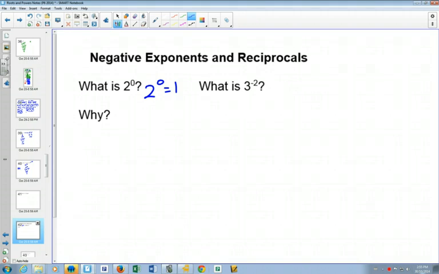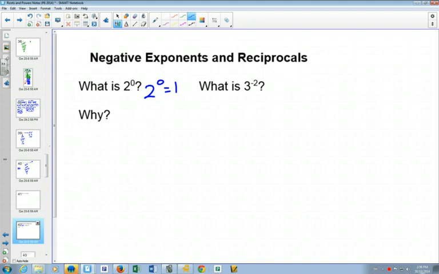So, are you okay with it? You're just okay with it? Just let it be? It's just a rule? Is there an option for why? Yeah, there is a reason. It has to be 1.